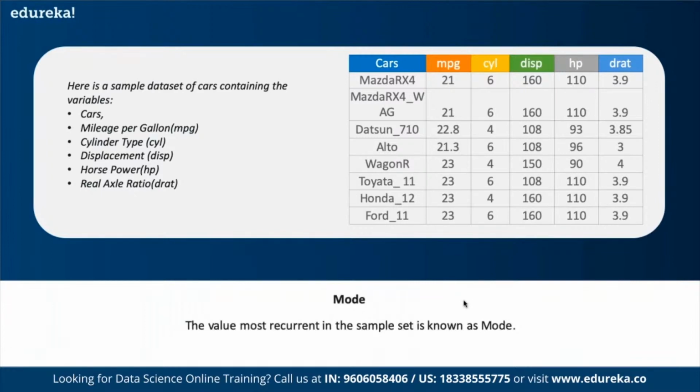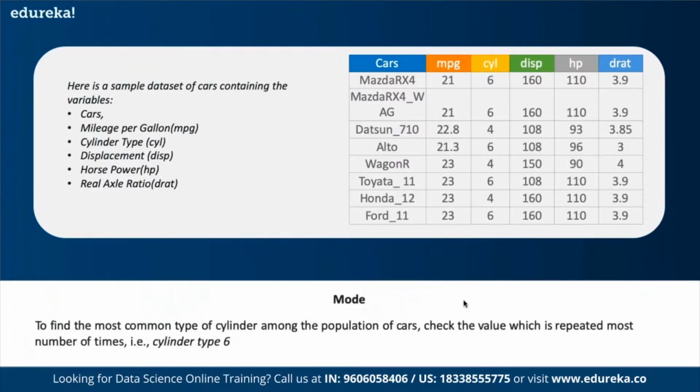And the most recurrent value in the entire sample set is known as the mode, right? For example, if you want to find the most common type of cylinder, again we can see it is 6 in the given data set, as part of the mode.